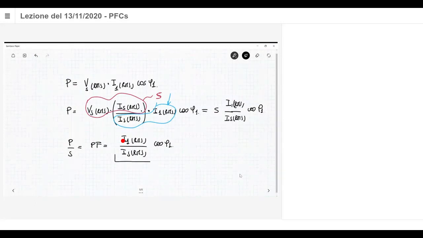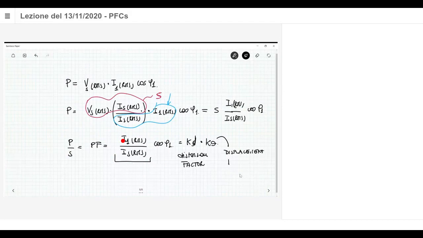Typically, this quantity, which is the ratio I1 RMS over total RMS current, is defined as the distortion factor, KD, while K phi1 is known as K theta, which is the displacement power factor. Okay.